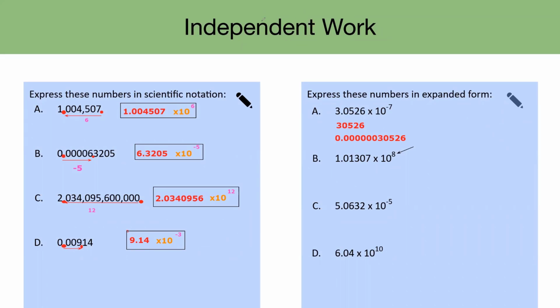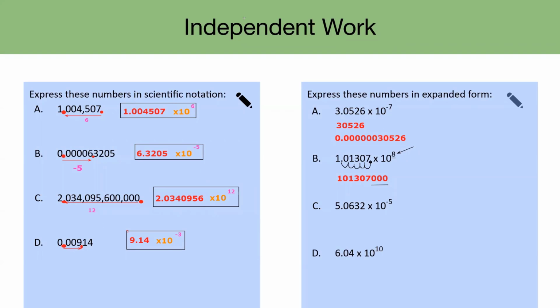directly by looking and seeing how many spaces we have in our number. So we can go 1, 2, 3, 4, 5. Okay, so at the end of the number, we move the decimal place 5 times. We need to move it 8 times. So we are going to fill in zeros for those placeholders. So we have 1.1307070.